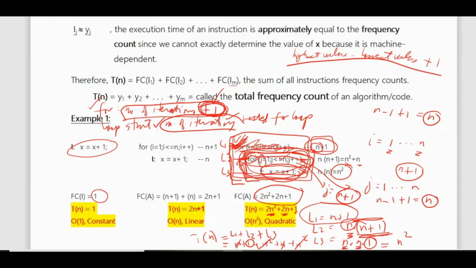And notice that the frequency count of the first example, which is simply 1, is a constant value. And the second example, frequency count T of n is 2n plus 1. This is linear. If you're going to plot this in the Euclidean plane or xy plane, this would be a straight line. While the third example is quadratic. Okay, this is a quadratic expression.